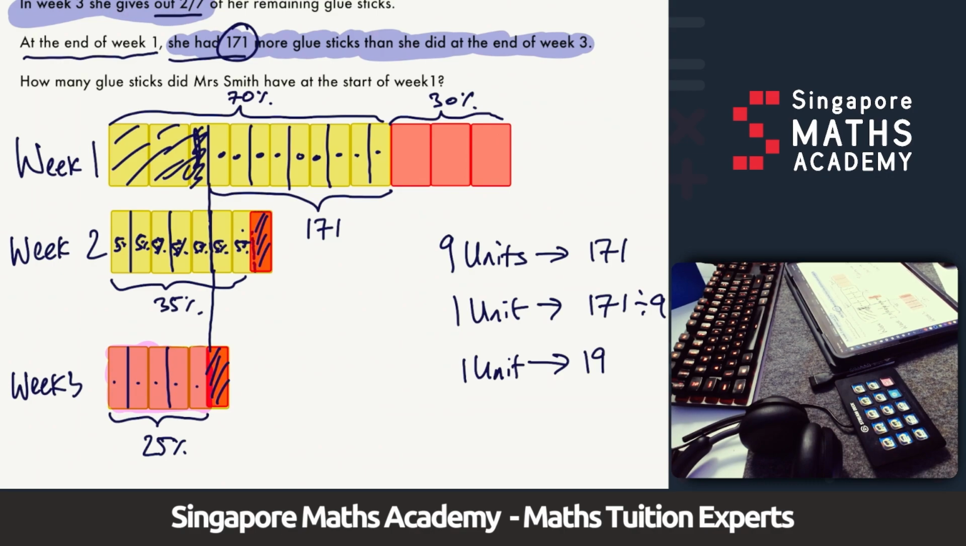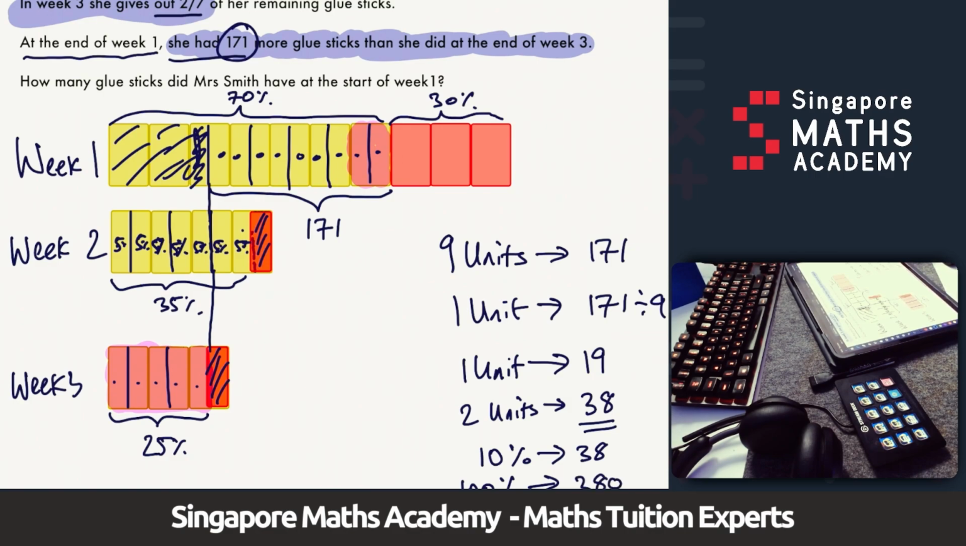If 1 unit is 19, and I know every 2 units must represent 10% because I've made it out that way at the beginning, every 2 units is 10%. And so 19 times 2 units is going to be 38. If 2 units are 38 and 2 units represents 10%, we can say 10% of the amount she had at the beginning is 38, and therefore 100% of the amount she had at the beginning must be 380.